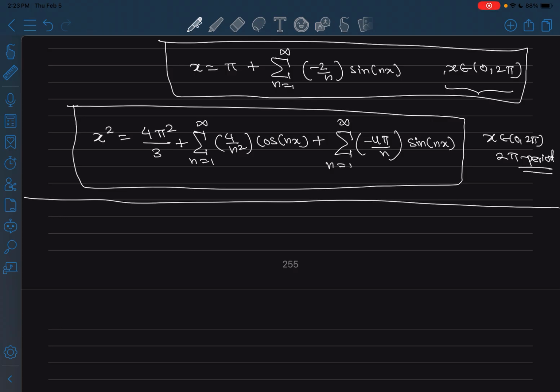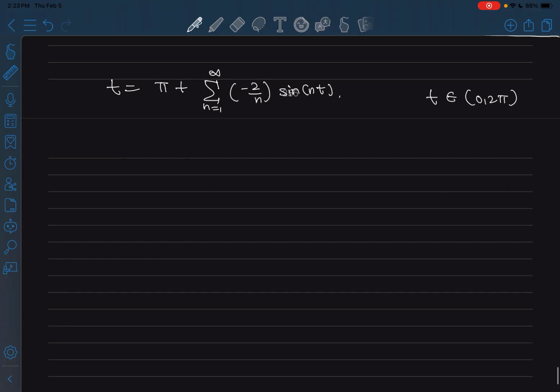So let's take this series: t is equal to pi plus the sum from n equals 1 to infinity of minus 2 over n sine of nt. And we know that this is valid on 0 to 2 pi. Now let me integrate both sides.